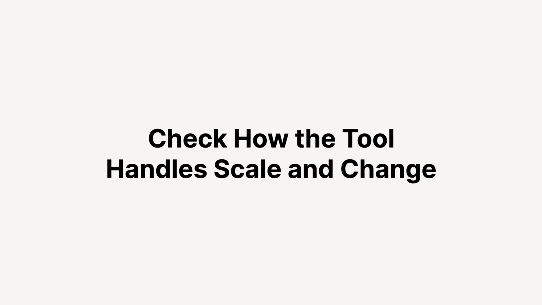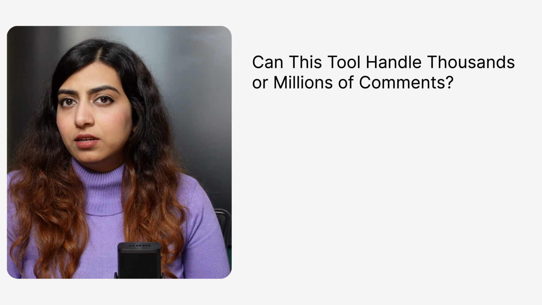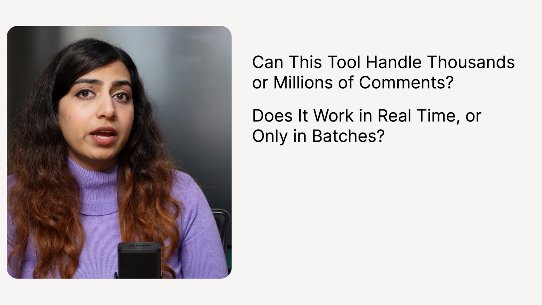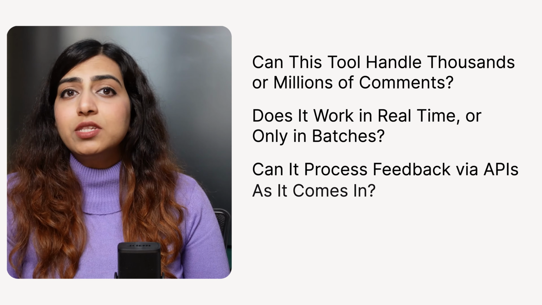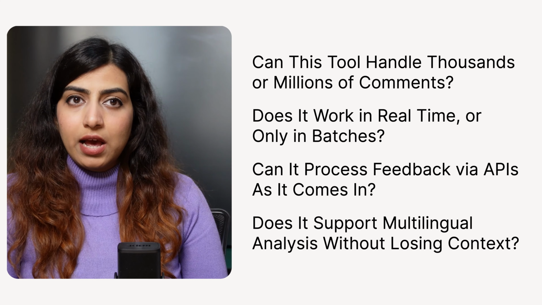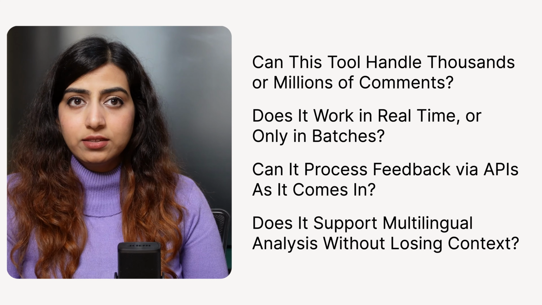Third, check how the tool handles scale and change. This part gets overlooked a lot. Ask, can this tool handle thousands or even millions of comments? Does it work in real time or only in batches? Can it process feedback via APIs as it comes in? Does it support multilingual analysis without losing context? Because what works for 500 comments a month often breaks at 50,000. A good AI text analysis tool should grow with you, not force you to redesign your process every 6 months.